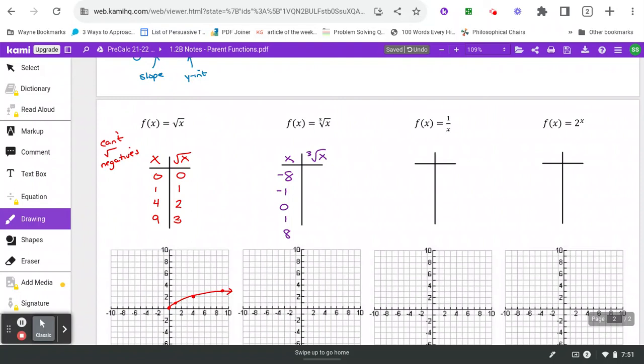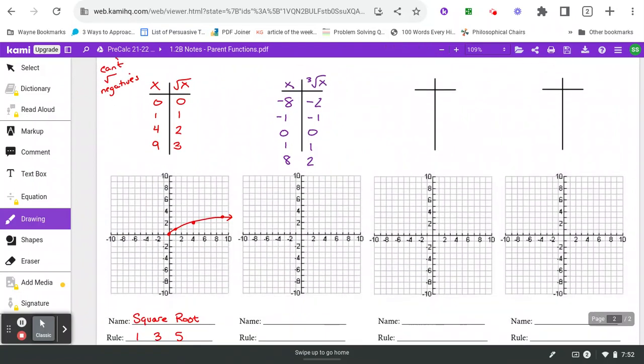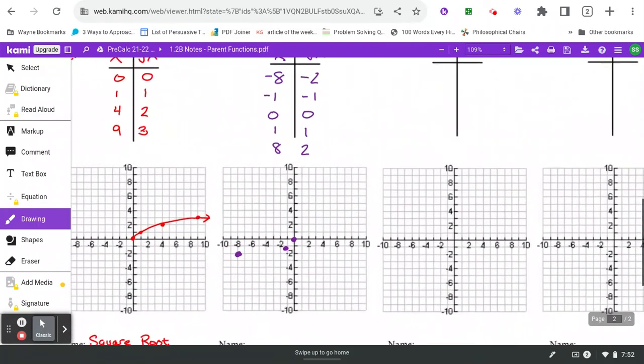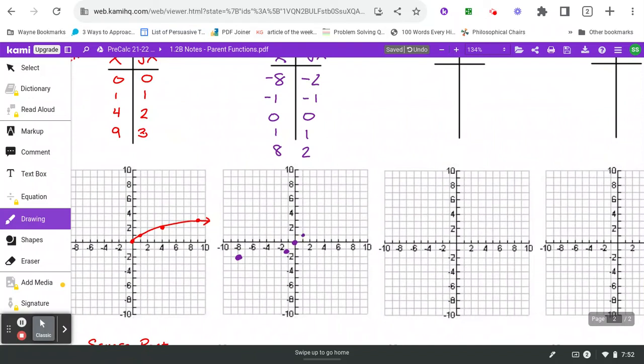Because I'm asking for what number times itself three times will get me -8. That's going to be -2. What number gets me -1? That's going to be -1, 0, 1, and 2. So it's the same graph, same numbers as what we had before on x cubed, except it's just flip-flopped. -8, -2, -1, -1, 0, 0, 1, 1, and 8, 2. And you can see even the graph looks very similar. It's just tilted on its side.